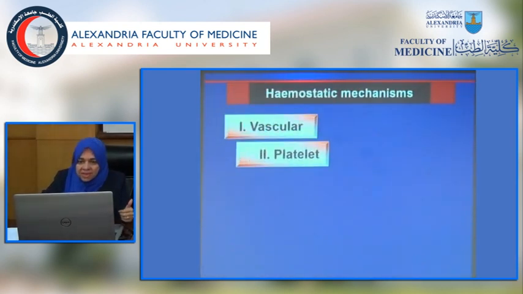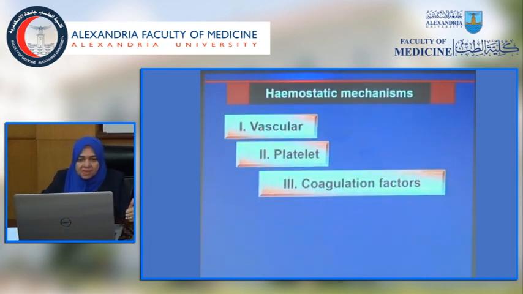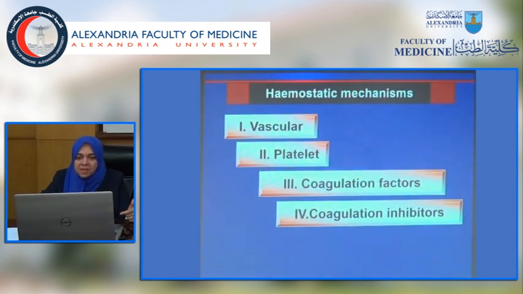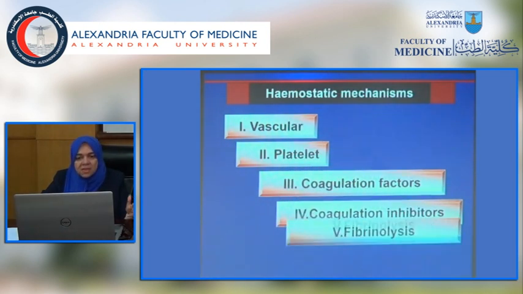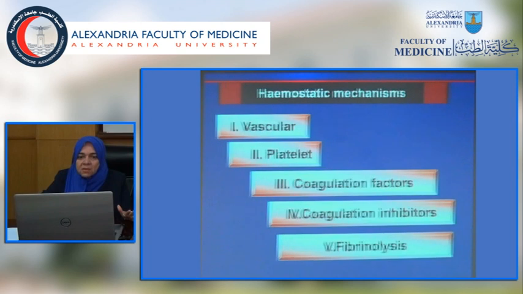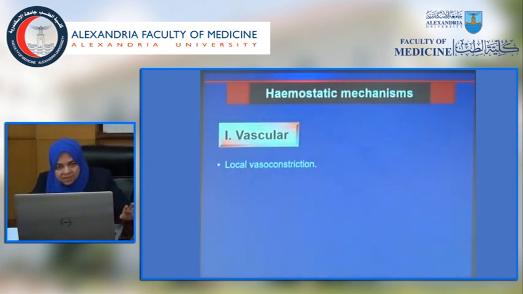For the hemostatic mechanism to occur, we have several mechanisms that will help the breach or the bleeding to stop. First of all, the vessel, then the platelets and the coagulation factors, then the coagulation inhibitors and the fibrinolysis. We will take each one in details. The vessels. How the vessels will put their share in the hemostatic mechanism.